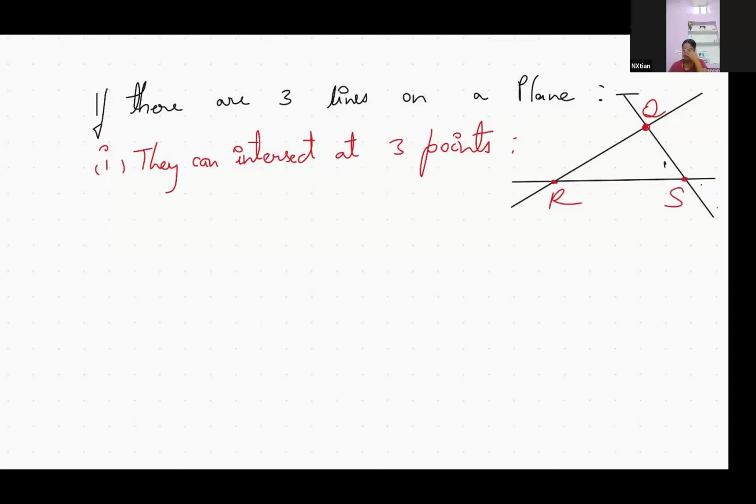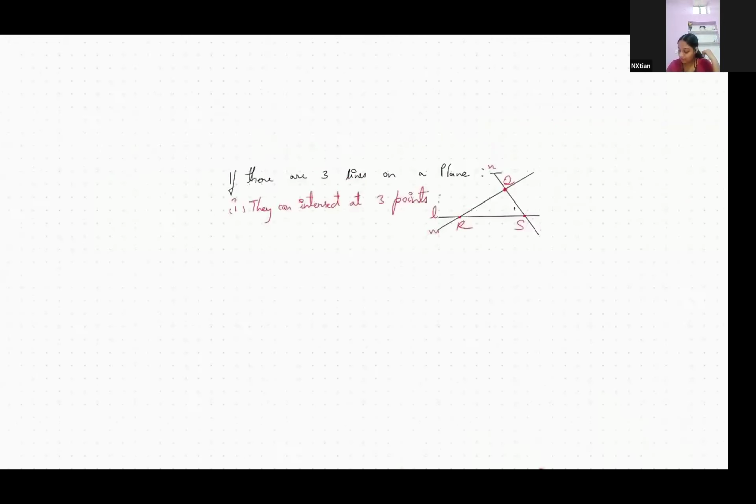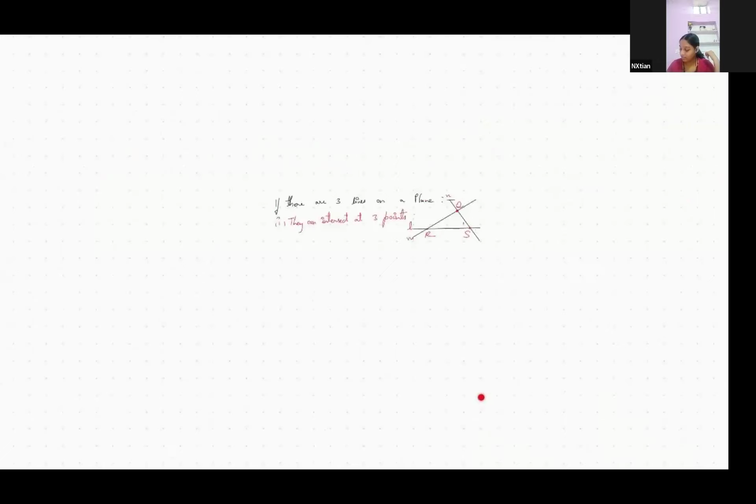And I can name the lines. Suppose this one is L, M, and N. So L, M, and N lines are intersecting. L, M, and N lines are intersecting at which points? At Q, R, and S points.